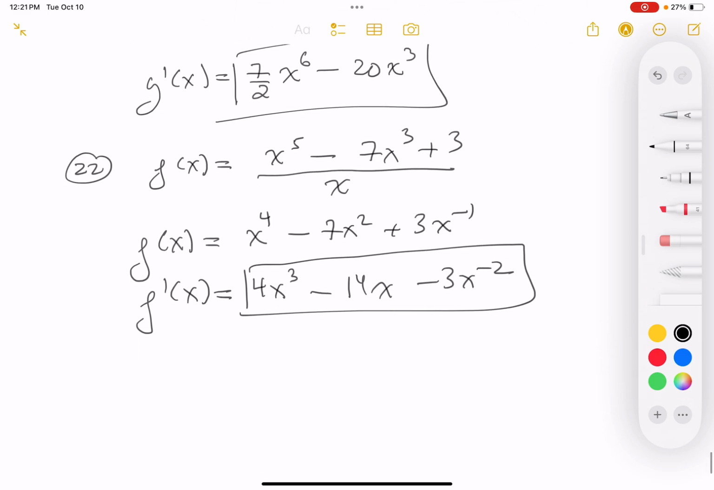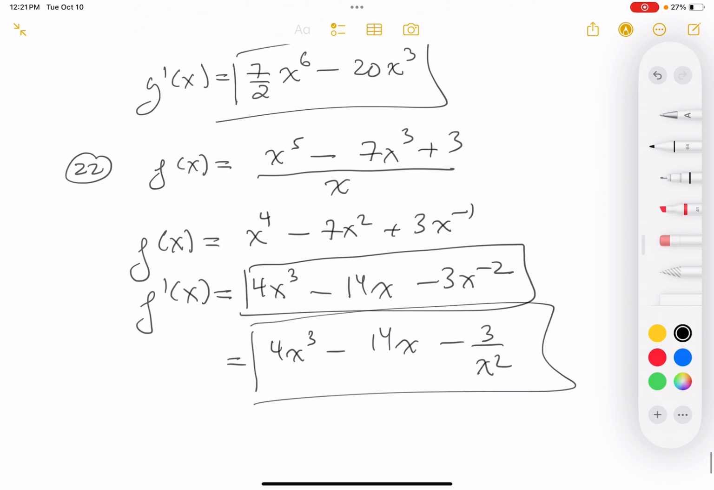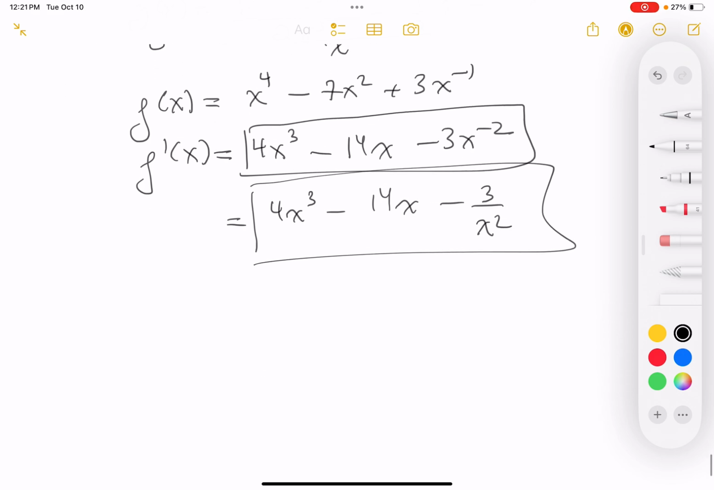If you want to rewrite it though, so there's no negative power, you can. I don't think it adds much to the problem, by the way, but you can do that. And that's also a fine answer. All right, so 4x cubed minus 14x minus 3 over x squared. Let's go to the next one, number 23.